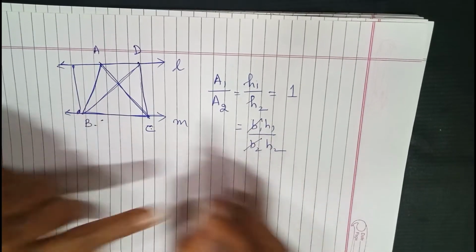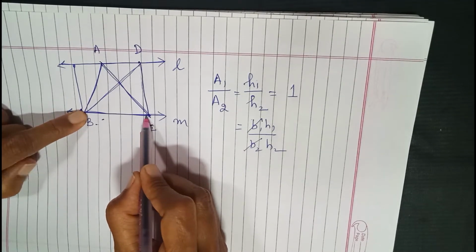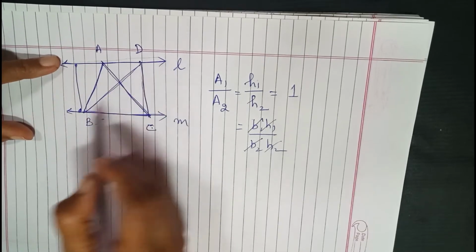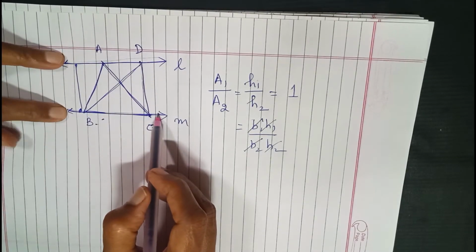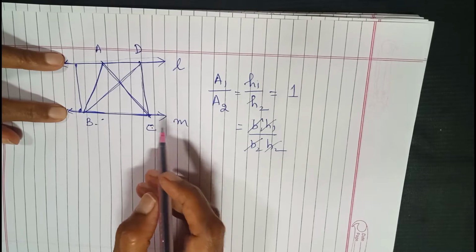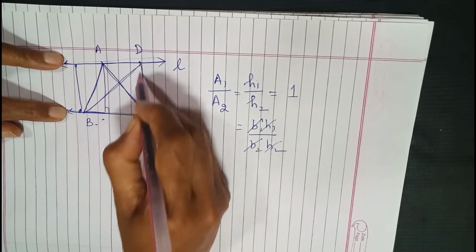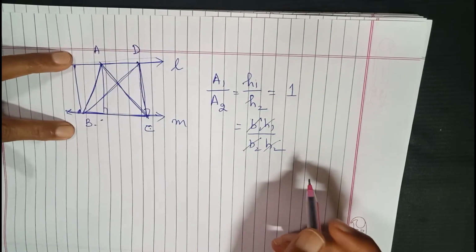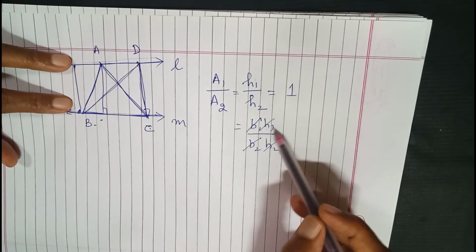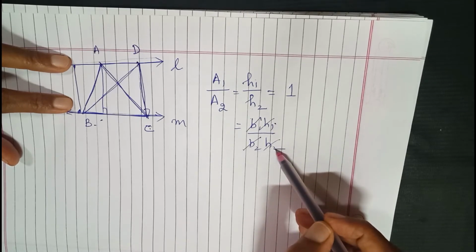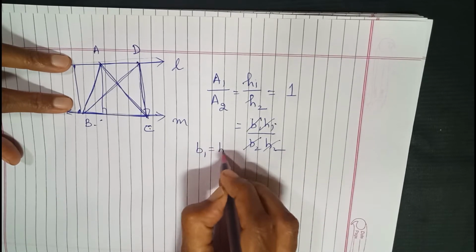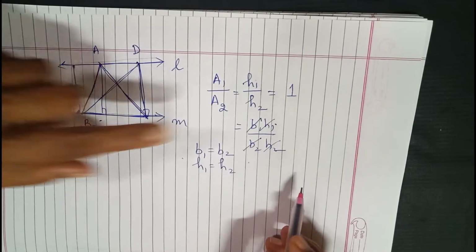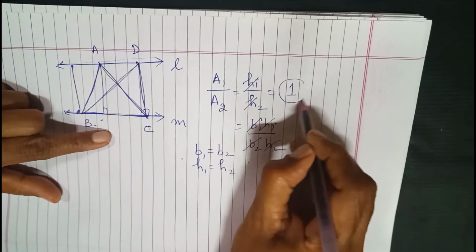We cancel B1 upon B2 because the triangles have a common base. And we are now cancelling H1 and H2 also because the two triangles are present between two parallel lines, and any triangles between two parallel lines will have the same height. That is, the distance between the two parallel lines never changes. That means the height also will be the same. So B1 and B2 are equal, and H1 and H2 are also equal. So everything gets cancelled and what remains is 1.